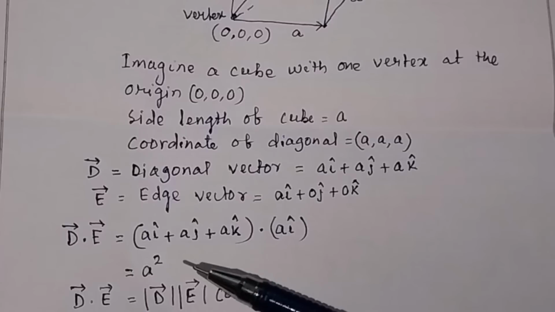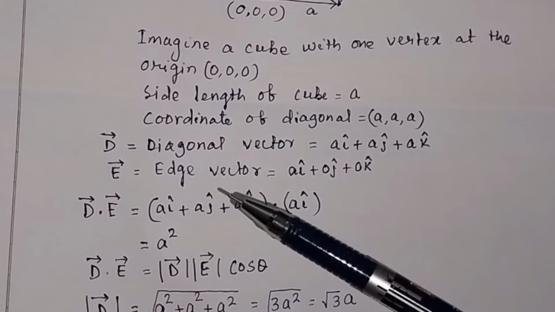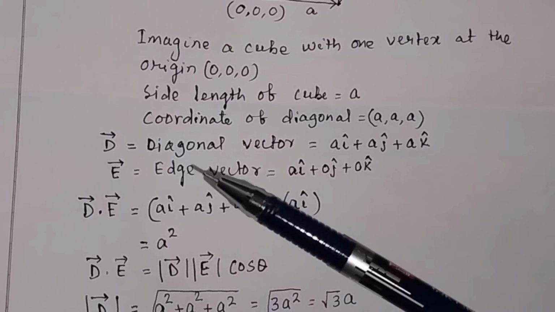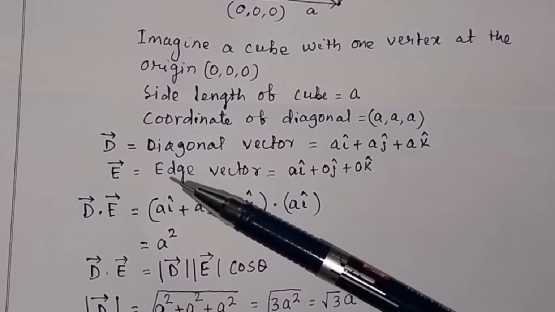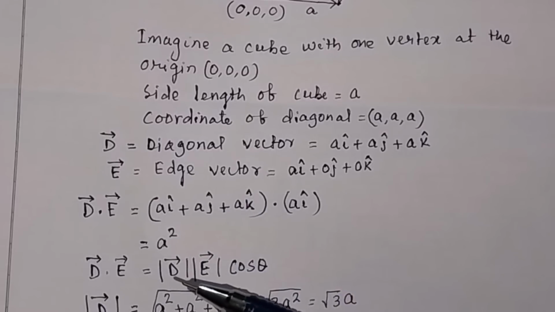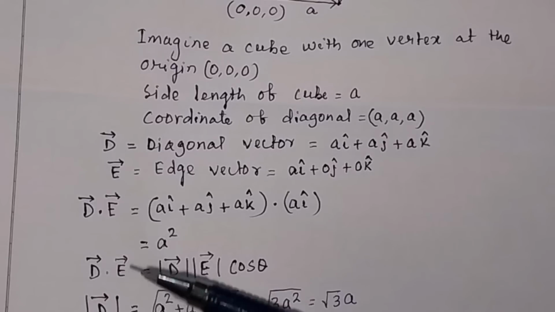So if you take the dot product of the two vectors, that is the diagonal vector and the edge vector, then this will be equal to d dot e. For the diagonal vector I have taken the d vector, for the edge vector I have taken the e vector. So d dot e will be equal to magnitude of d, magnitude of e into cos theta. To find the value of cos theta, first you take the dot product d dot e.